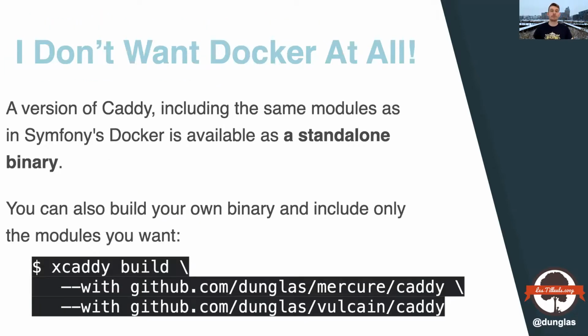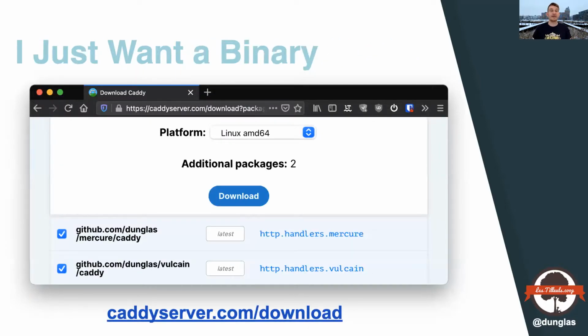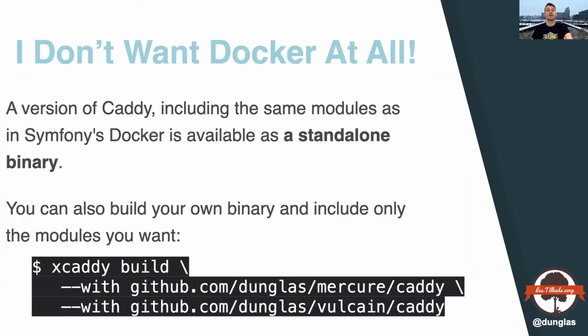And if you don't want to use Docker at all, that's not a problem. You can still use KDE with all the modules that we added for KDE. You can just go on the KDE website and download KDE by selecting the modules that we created for API Platform, especially the Mercure and the Vulkan module. And you can also build your own binaries by using the xkd command that is provided by the KDE team.